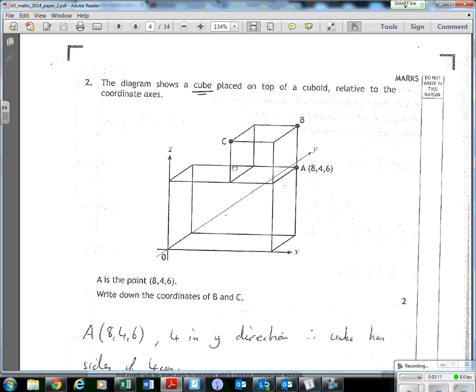C, well, to get to C, we could go 8 along and 6 up to get to here. So 8 along, 0 in the Y direction, and 6 up to get to here. And count back 4 in the X direction, so that'd be 4, 0, 6 to get to this point. And then 4 up in the Z direction, so that'd be 4, 0, 10.